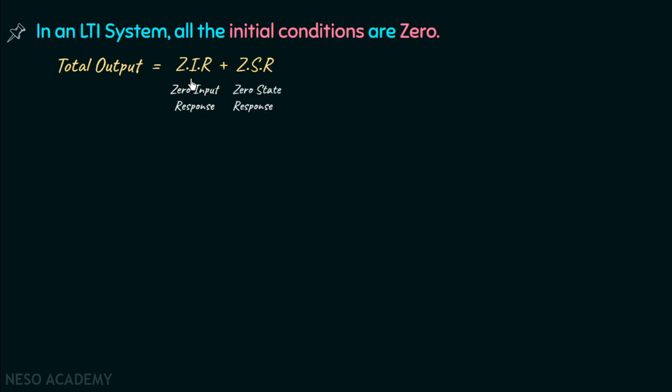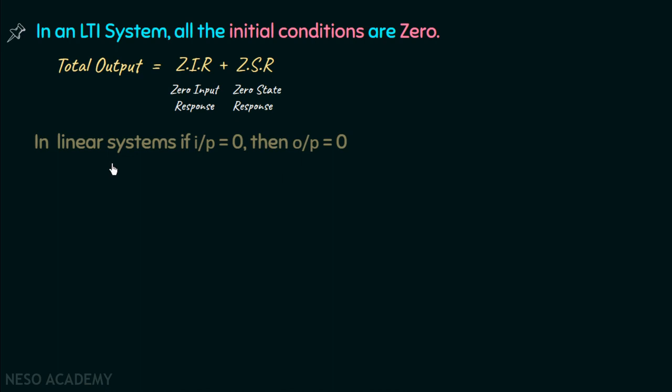ZIR is the response of the system when the input is equal to 0. And ZSR is the response of the system when the input is given to the system. So whenever we give the input to the system, we will have the ZSR, and if the input is equal to 0, then the zero input response will come into the picture. The zero input response is due to the initial conditions of the system. And if the initial conditions are not 0, then the total output will not be equal to 0. It will be equal to ZIR.